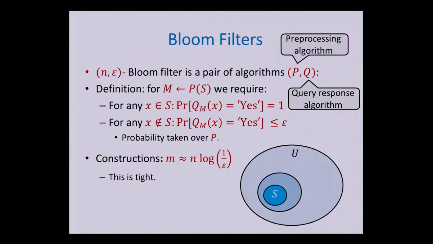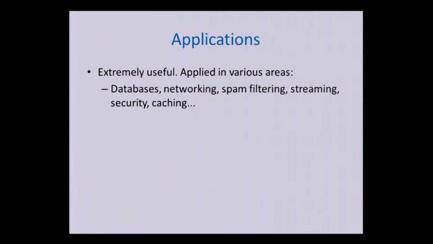There are several constructions. The memory, I denote by little m. To achieve an epsilon Bloom filter, you can use n log 1 over epsilon bits. And this is tight, with both an upper bound and a lower bound. This data structure has various applications in many areas, and it's practically used in Google Chrome, Facebook, and other networking databases, in many, many places.